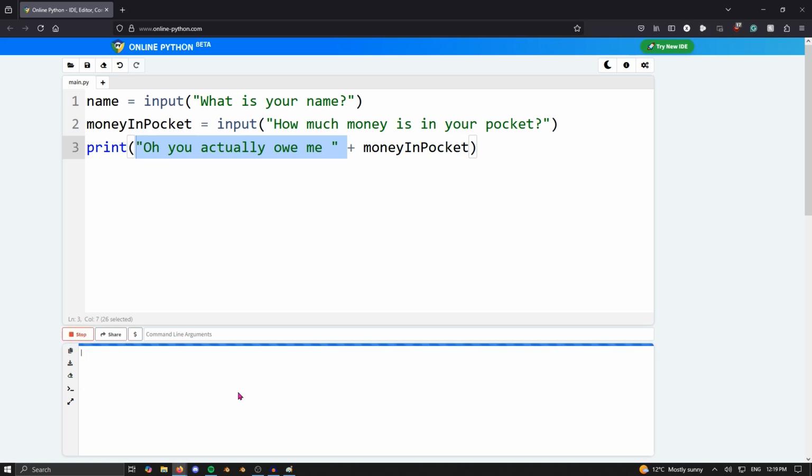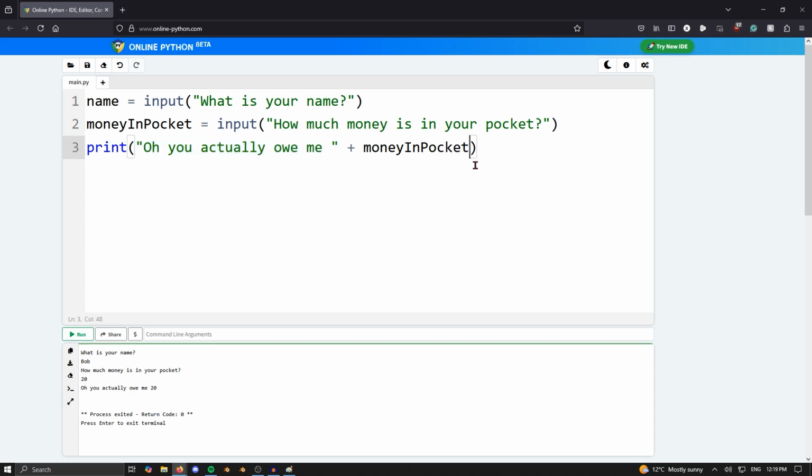If I run it now, Bob, 20. Oh, you actually owe me 20. Okay, maybe we want a dollar sign there. So I'll add another join and I'll say dollar sign. So you actually owe me $20.